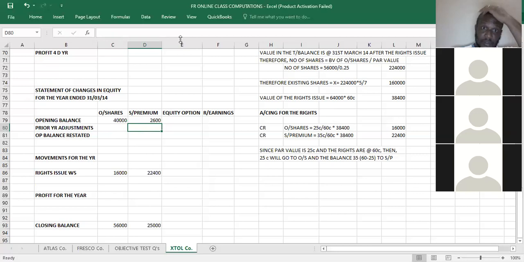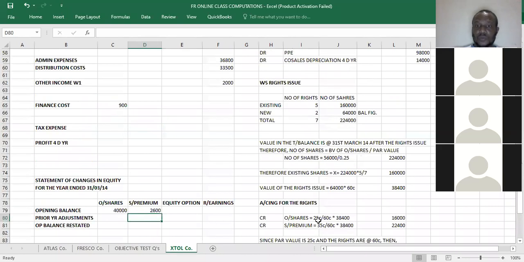Just go ahead first. Don't worry, second person will talk. Yes, please go ahead, ma'am. Where we have existing shares, it is equal to 224,000 by 5/7. From the question I could see that for every 5, maybe that's where we get the 5 from. Then the 7, was it that the 2 new shares at 60 cents? Is it that we added the 2 with the 5 to get 7?